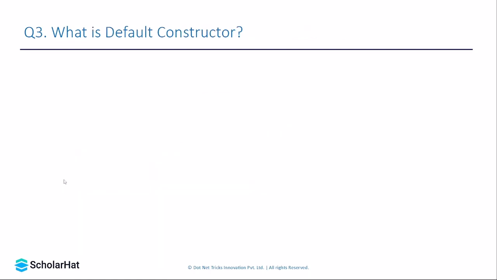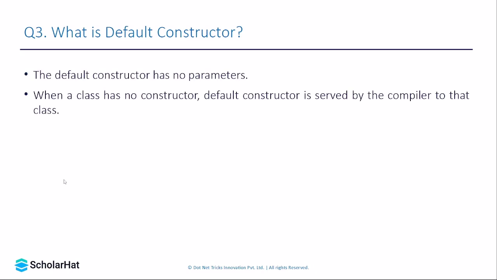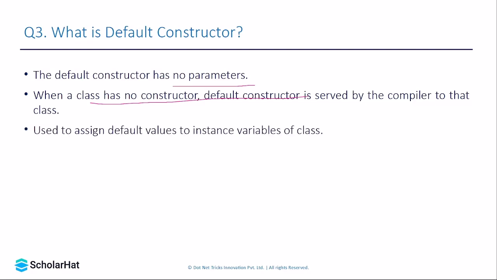What is a default constructor? A default constructor has no parameters. When a class has no constructor, a default constructor is supplied by the compiler to that class. Remember, we discussed that whenever we create an object, a constructor is invoked. Suppose you have not created any constructor in a class, then a default constructor would already be there, and it is provided by the compiler for that class. It has no parameter, and that's why it is called a default constructor. It is used to assign a default value to the instance variables of that class.